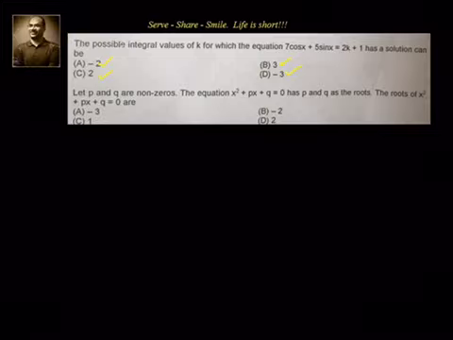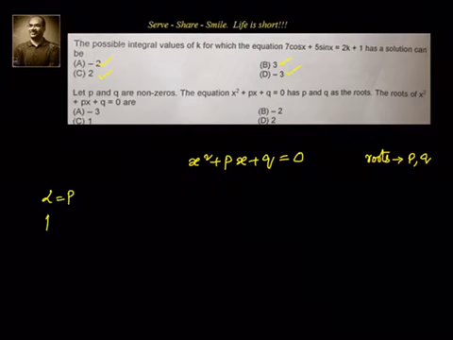This is a familiar problem. Let p and q be non-zero. x square plus px plus q equal to 0 has p and q as the roots. That means the roots are given by p, q. We know alpha plus beta equal to minus b by a. What is our alpha here? p. What is our beta here? q. What is alpha plus beta? That's nothing but p plus q.